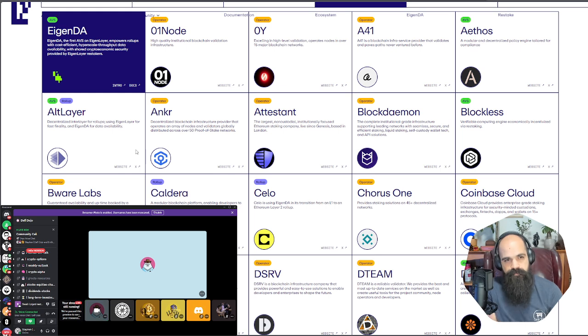Sure. So for an AVS to be secure, it has to have capital restaked to it. So I guess there's no implicit security in integrating with EigenLayer. You have to provide enough incentives for capital to be restaked to you.